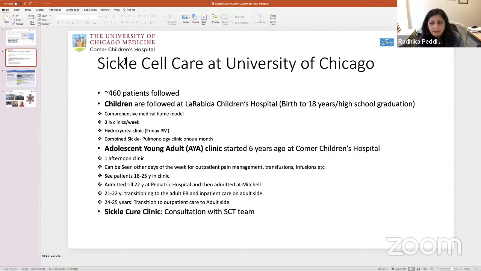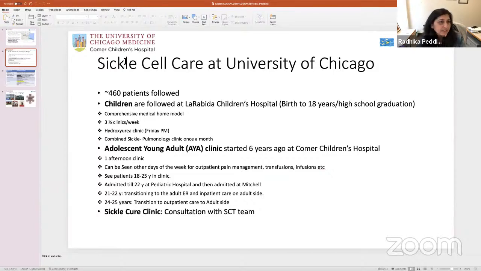We follow a total of about 460 patients with sickle cell disease between Laura Beta and Comer. Like I said before, we follow children at Laura Beta, from birth, when they come to us through the IDPH newborn screening program, till 18 years of age or high school graduation, whichever comes first. We follow them at Lara.